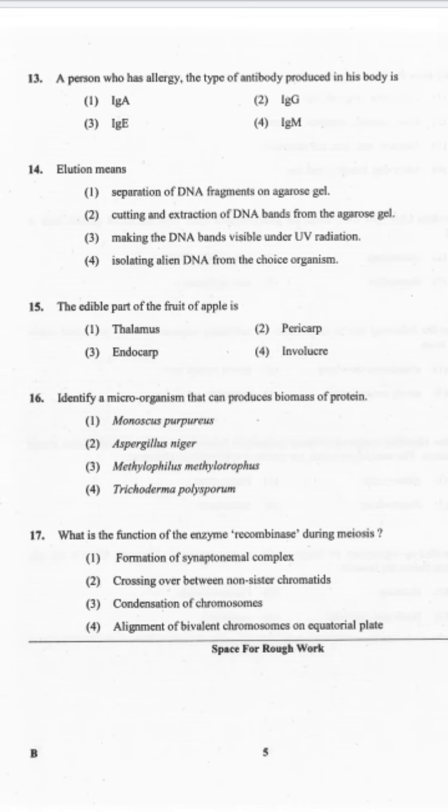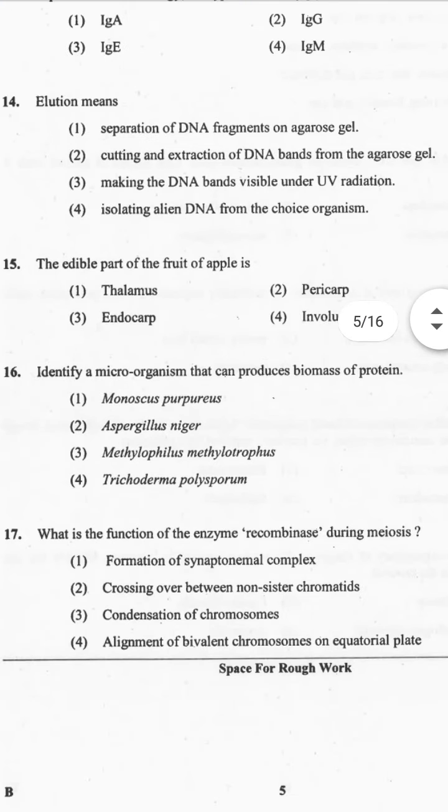The edible part of the fruit of the apple is: option 1, thalamus; 2, pericarp; 3, endosperm; 4, involucre.